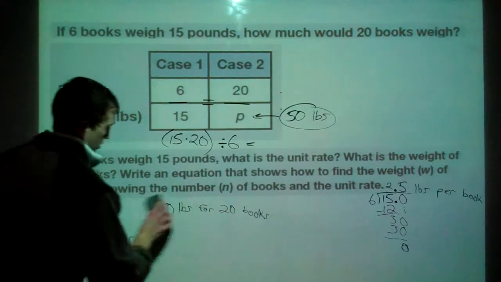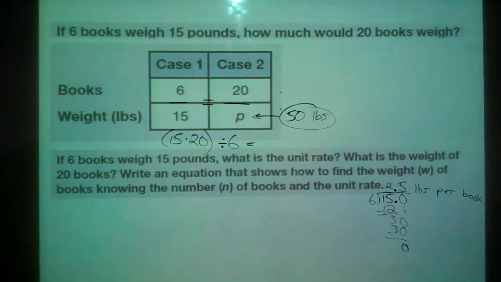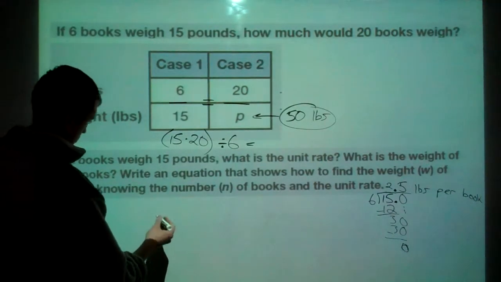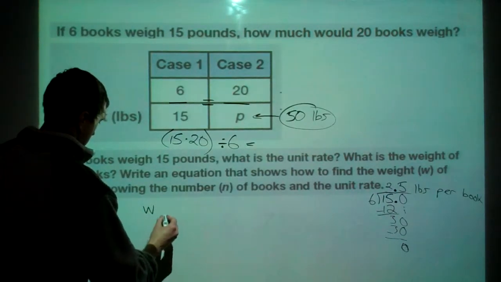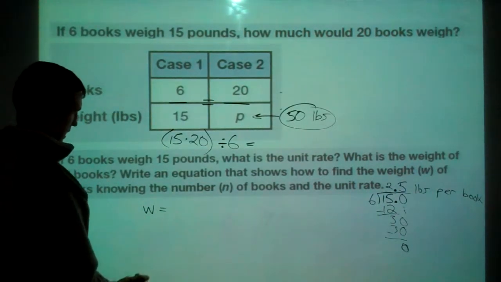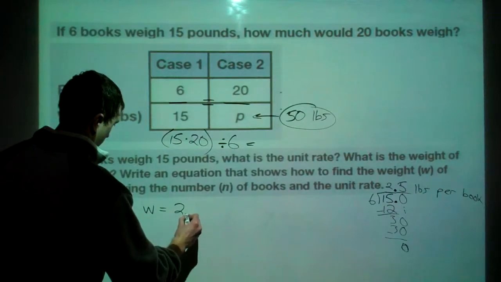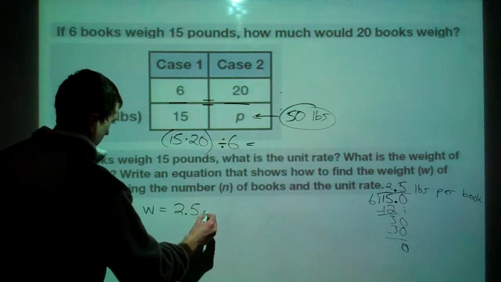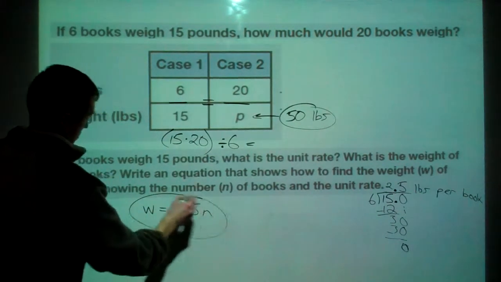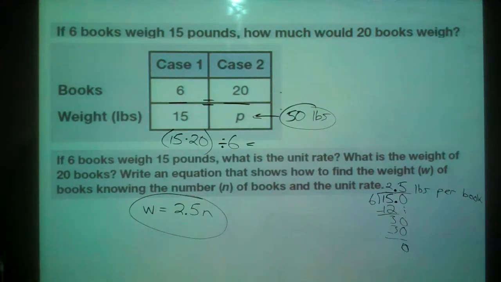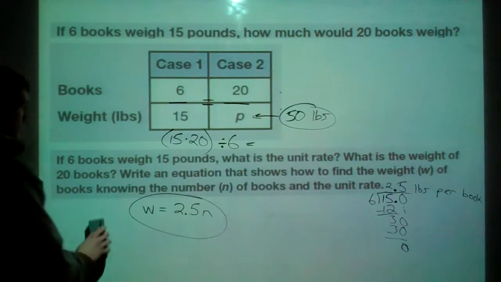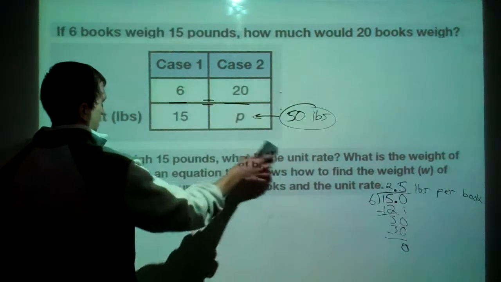Alright, now it says for the last part here, come up with an equation to find the weight of a book knowing the number of books that you have. So W is our weight. And we know that each book is 2.5 pounds. So if we multiply that times the number of books we have, we should get our weight. So W equals 2.5 times b, the number of books.